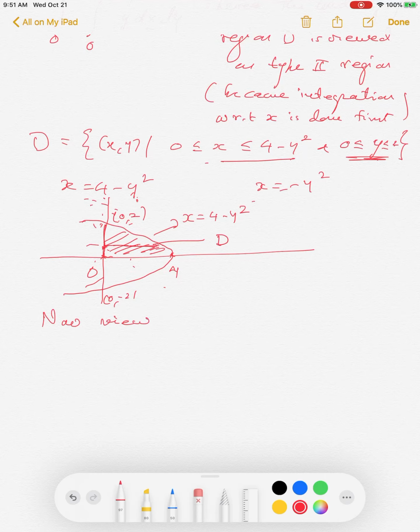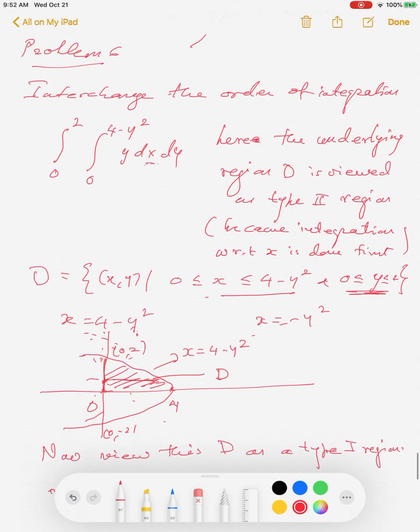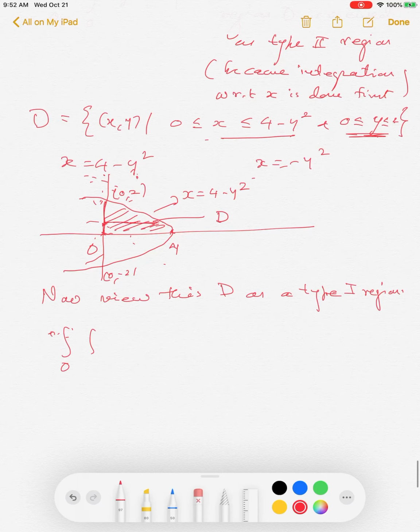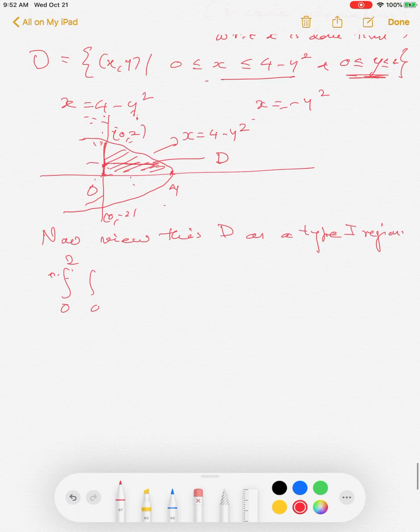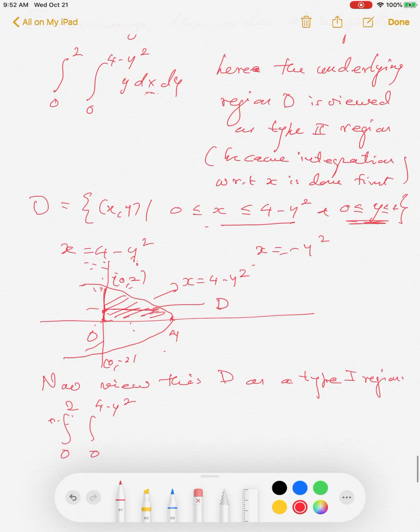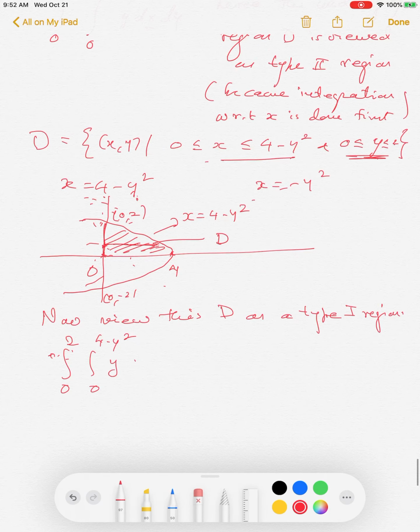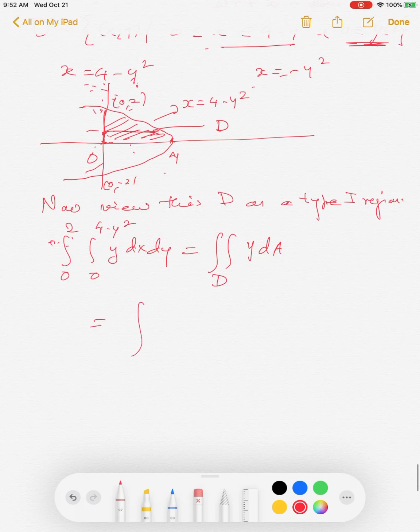Now view this D as a region of type 1. So the given expression was the integral from 0 to 2, integral from 0 to 4 minus y square, dx dy. Whatever the function may be, that doesn't change. This becomes the integral over D of y dA, where D is as above.